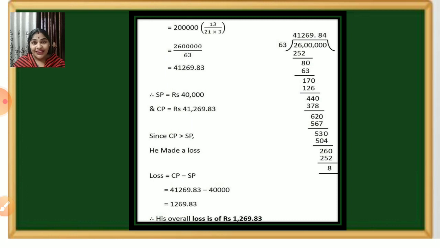I hope this is clear, children. How to solve the fractions, how to take the LCM, how to solve the equations we have already learnt in the earlier classes. So I hope you must be able to solve these sums. And is this clear now? If CP is given, what is the difference? And if SP is given, how to find out?